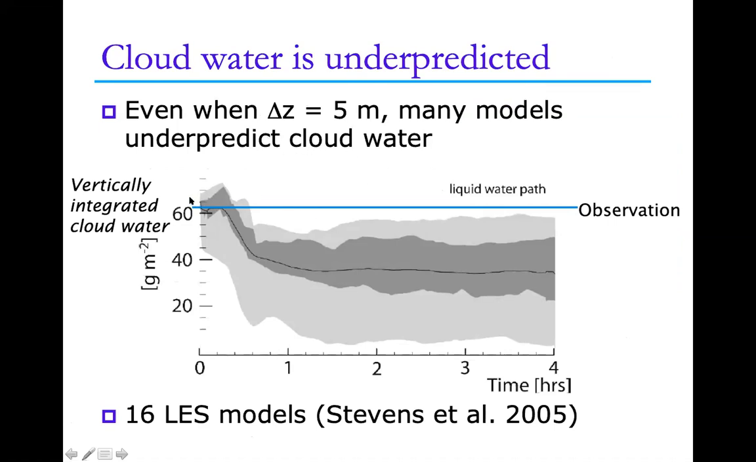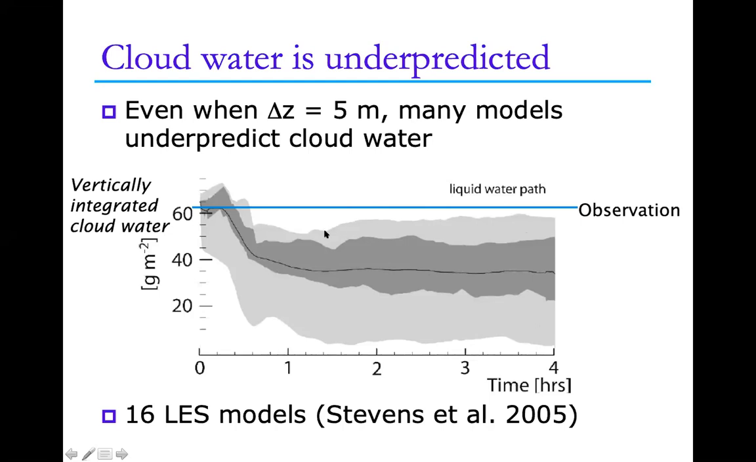So this is a time series plot here from 0 to 4 hours showing vertically integrated cloud water. The observations showed that the clouds were really steady, this blue line here. So the cloud water should have stayed about steady over this 4-hour period. And this black line here shows the mean of this ensemble of LES models, and the shading here shows the range of different model results.